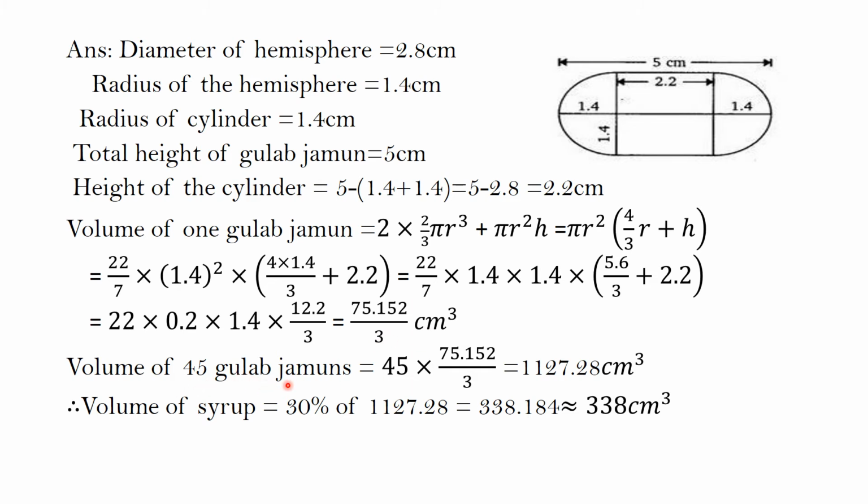Therefore, volume of 45 gulab jamuns will be 45 into 75.152 by 3, which is equal to 1127.28. We are given the syrup inside a gulab jamun is 30% of its volume. So, volume of the syrup is equal to 30% of 1127.28, which is 338.184, which is approximately equal to 338 centimeter cube.